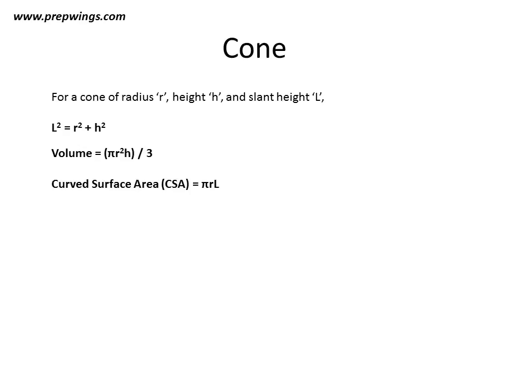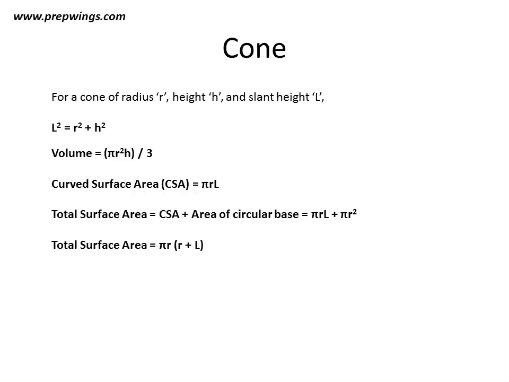Now as in a cylinder, the cone has a curved surface area. So the curved surface area of cone is given as pi r l. And there is one flat surface at the end. The area of that is pi r square. So the total surface area of the cone will be the curved surface area plus area of the circular base. So that will be pi r l plus pi r square, which will be equal to pi r into r plus l.